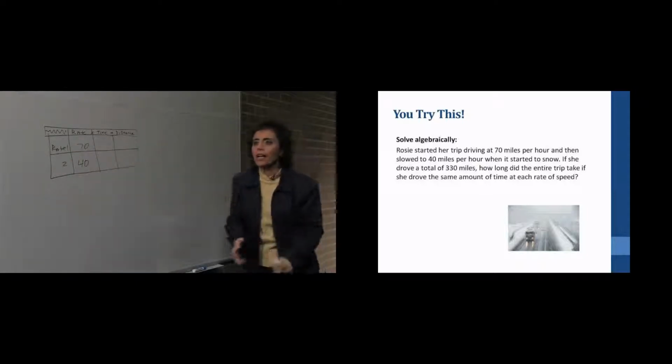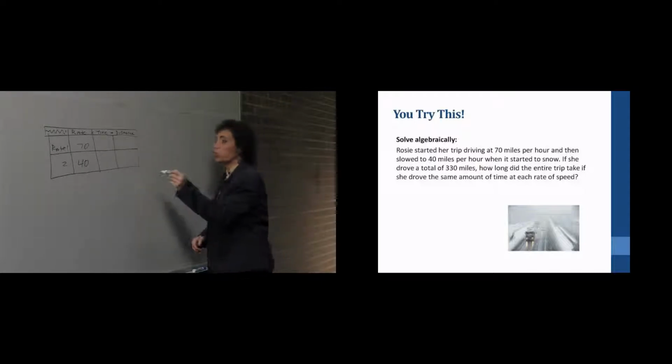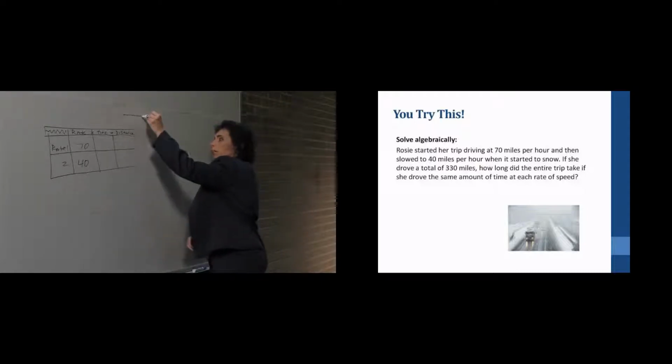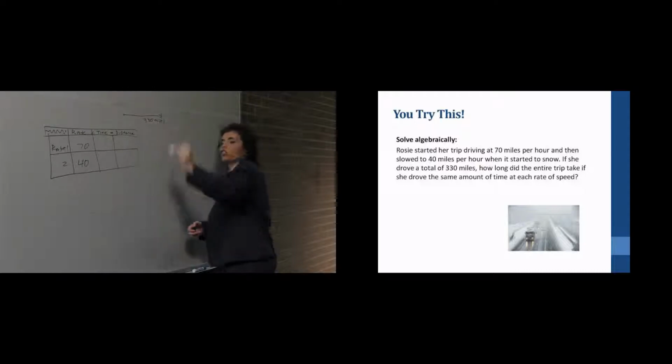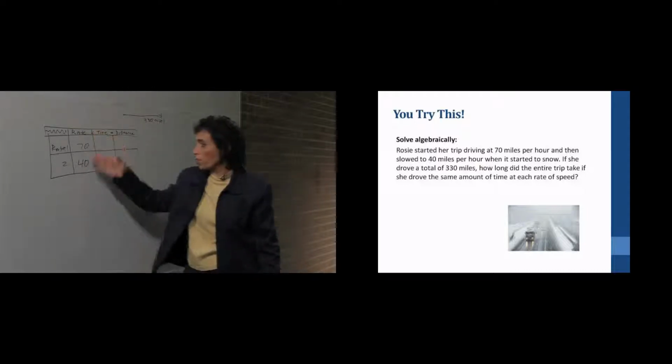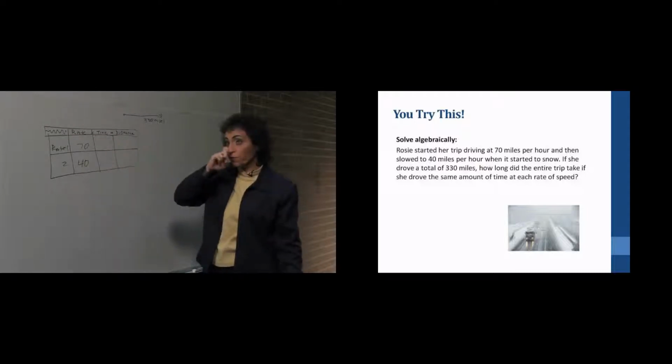If she drove a total of 330 miles, that's what she drove. So she's just driving to someplace, and then she slows down. She's just driving, and she drives a total of 330 miles. The only thing that changes on this trip is that her rate changes. That's why we still need a chart, because there are different rates.